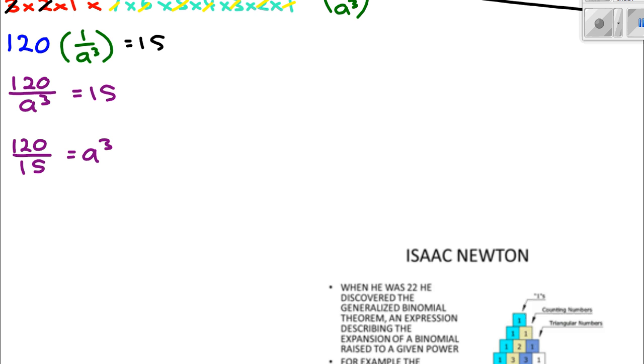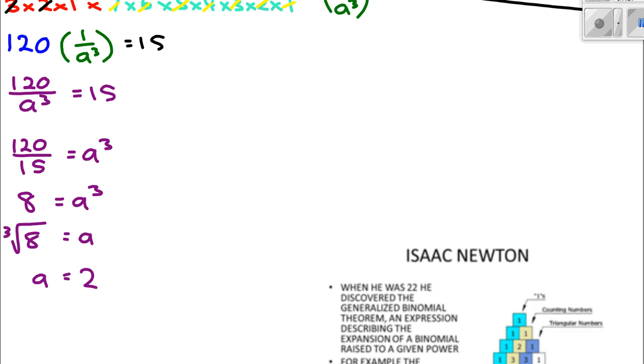What's 120 divided by 30? 4. Close, yep. So 120 divided by 15 therefore is? That is a nice cube number. 8, yeah, if you were to do it non-calc, maybe just show that. So what's our a got to equal? 2. Woohoo. And that's all done.